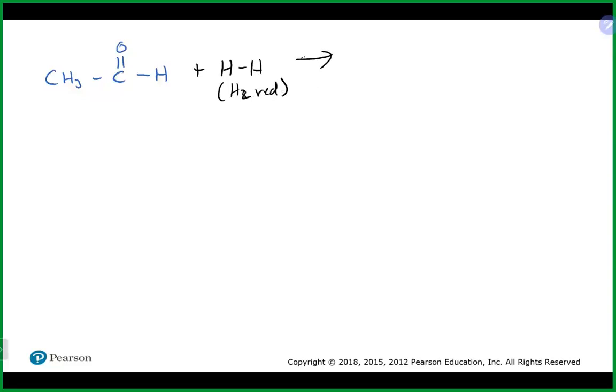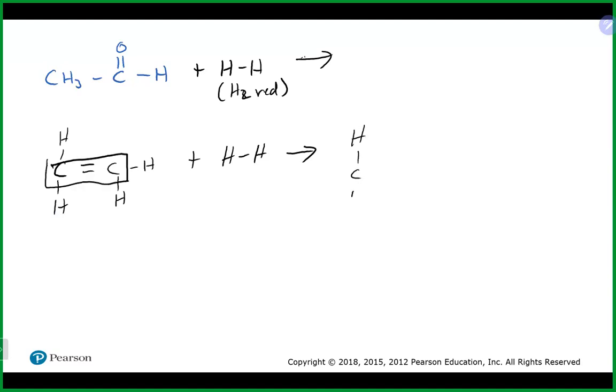So what happens in this case is it's very similar to if I had this. If I had this guy and I wanted to add H2 to it, what do I do with that double bond? I make it a single bond, right? And everything stays the same. So it will look like this. The reason I have to make it a single bond is it creates room for each of those hydrogens to add in. So we would add a hydrogen there and a hydrogen there.